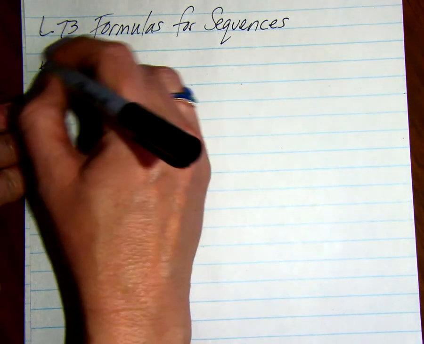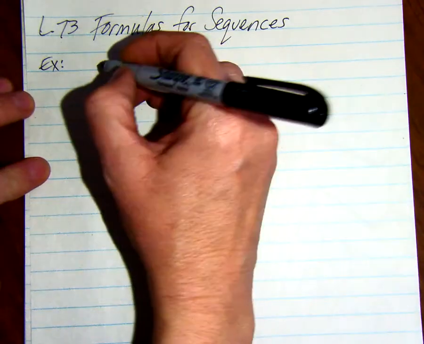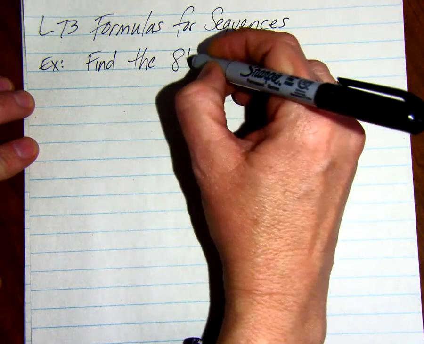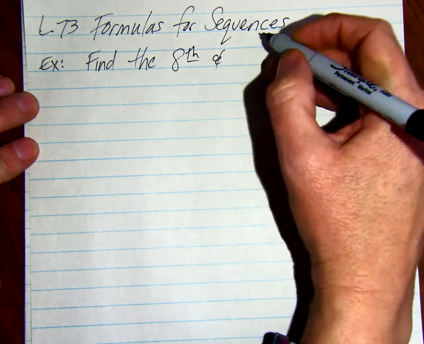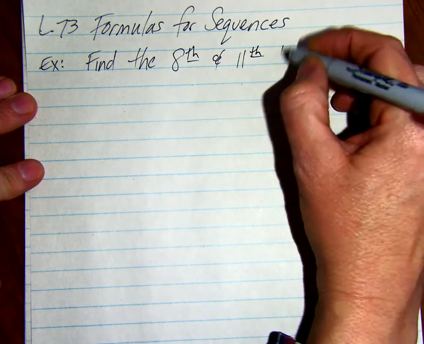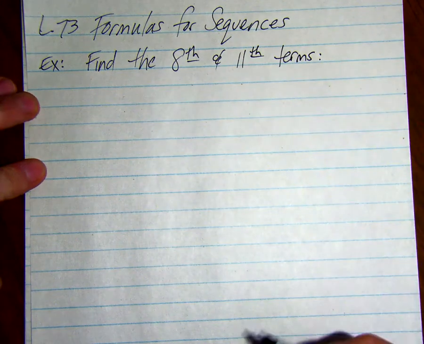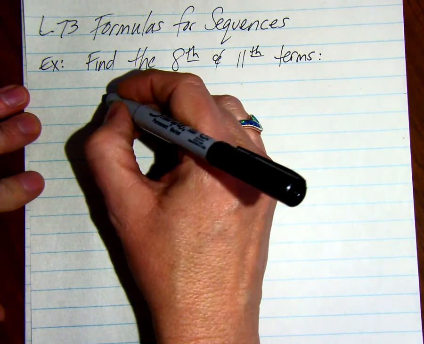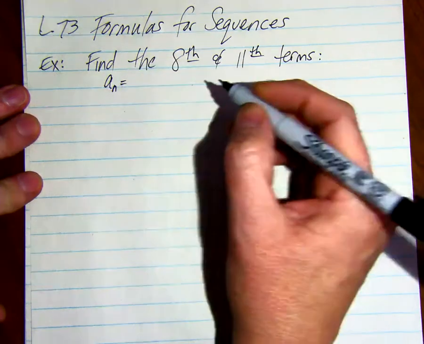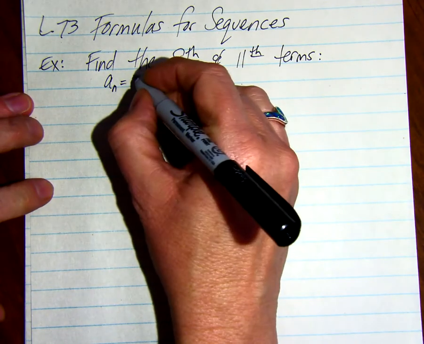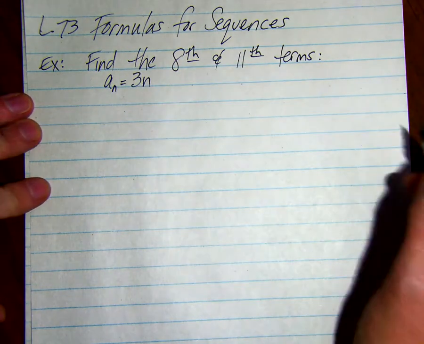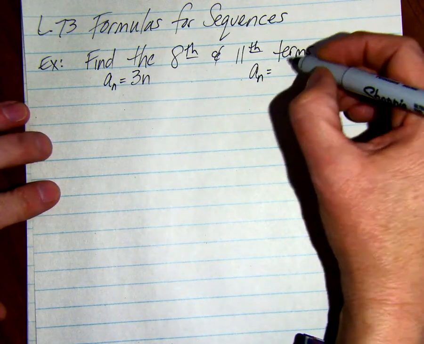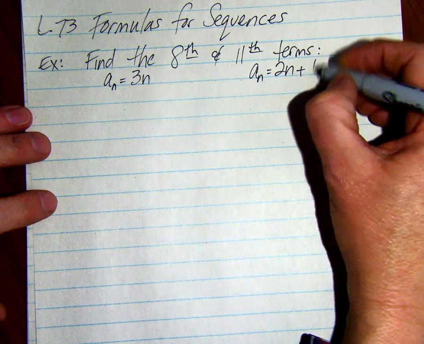So here's an example. If we're asked to find the 8th and 11th terms, and we're going to give two different examples. So a sub n equals 3 times n, and a sub n equals 2n plus 1.